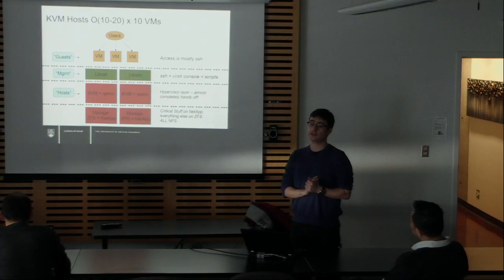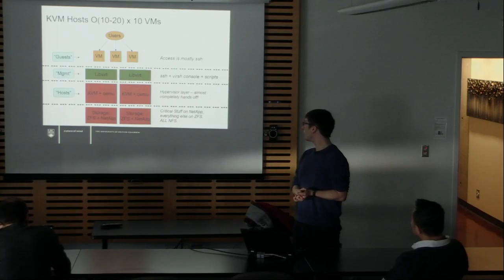If we think the thing is critical, like home directory storage or mail spools or something, it's going to be on the NetApp. Otherwise, it's going to be in ZFS, and it's just big NFS shares sent out that way. Next layer up is the actual hypervisors.